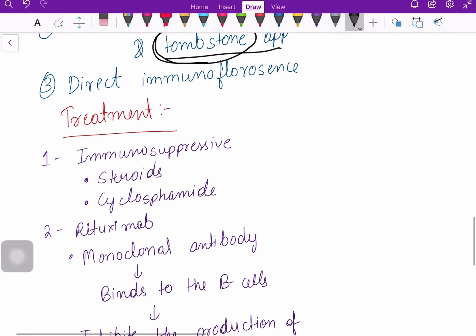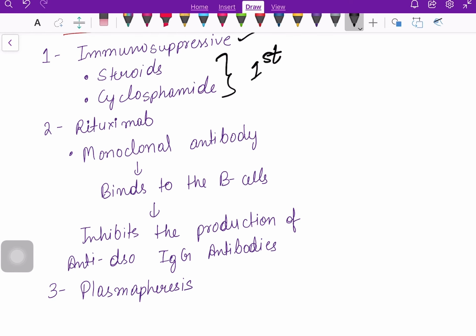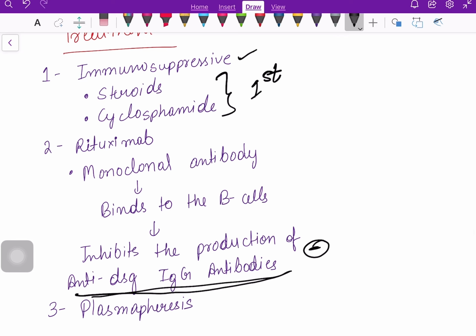Then about the treatment. Treatment is first immunosuppressive, like steroids or cyclophosphamide. These are given first. Next, rituximab can be given. It is a monoclonal antibody that binds to the B cells and inhibits the production of anti-desmoglein IgG antibodies. Therefore, this can also be given. The last treatment can be plasmapheresis. But the main first treatment is immunosuppressive.